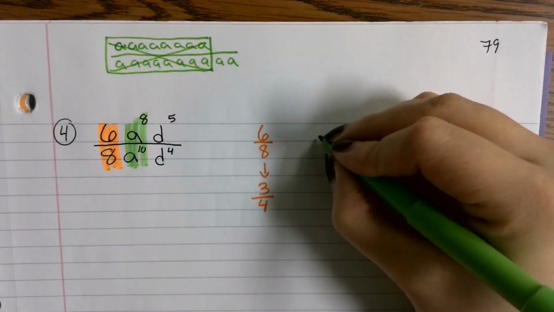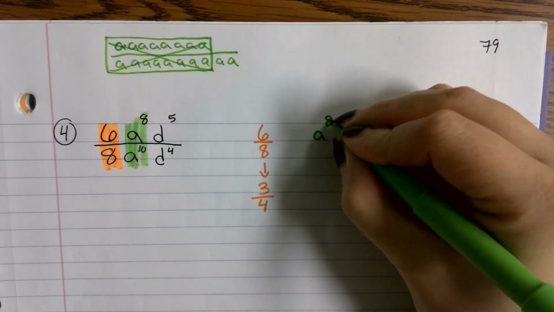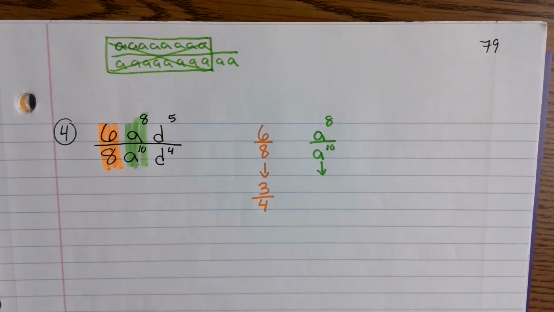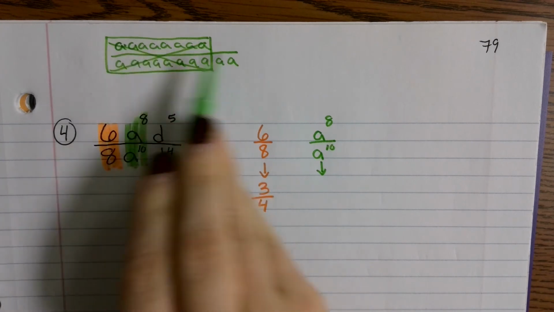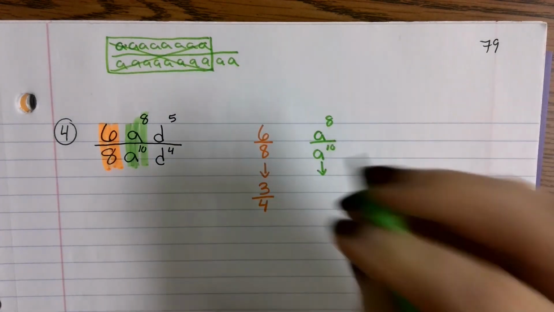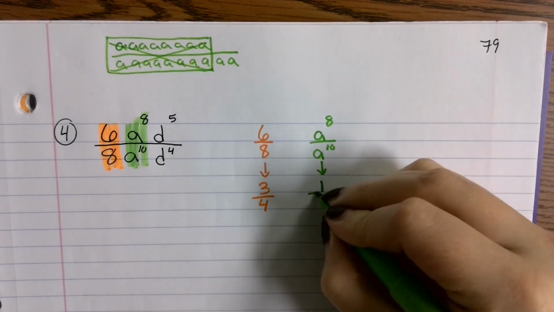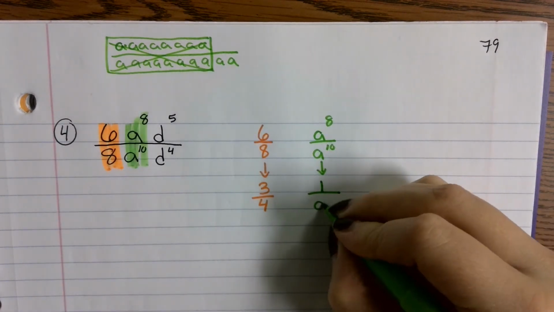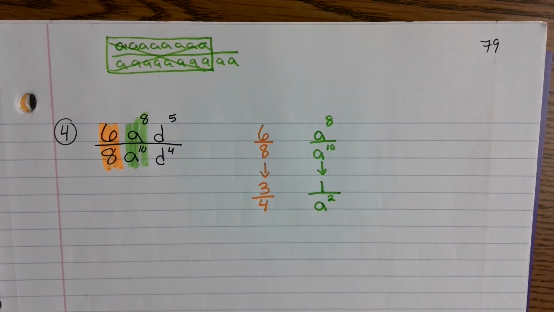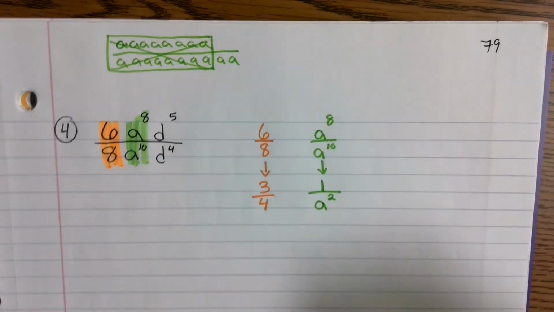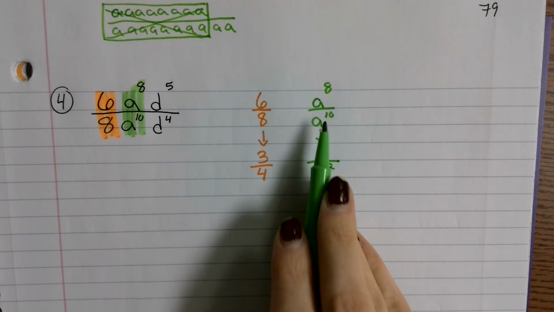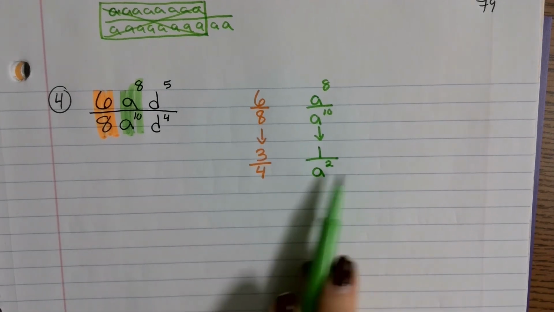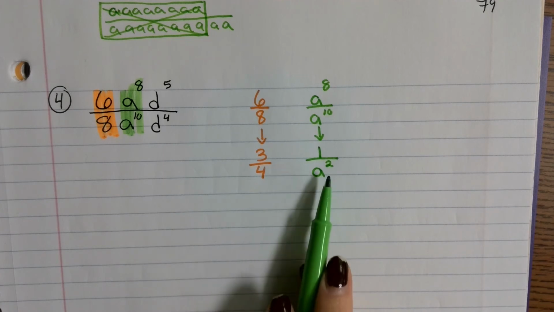So a to the 8th over a to the 10th is actually going to simplify to, if all of them cancel out on top, what do I put? A 1. It simplifies to a 1 over how many a's were left on the bottom? 2 of them. So a to the 2nd. I'm still subtracting them, but because my bottom half was heavier or bigger, I'm leaving the remainder on the bottom. Does that make sense to you guys?